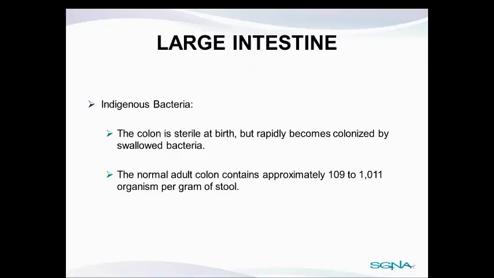The bacteria in the colon. The colon is sterile at birth and rapidly becomes colonized by swallowing bacteria. The bacterial composition is established primarily from maternal contamination within 1 week of birth and is maintained throughout the lifetime. The adult colon contains approximately 10^9 to 10^11 organisms per gram of stool, which consists primarily of gram-negative anaerobic bacilli, cocci, and aerobic bacteria.